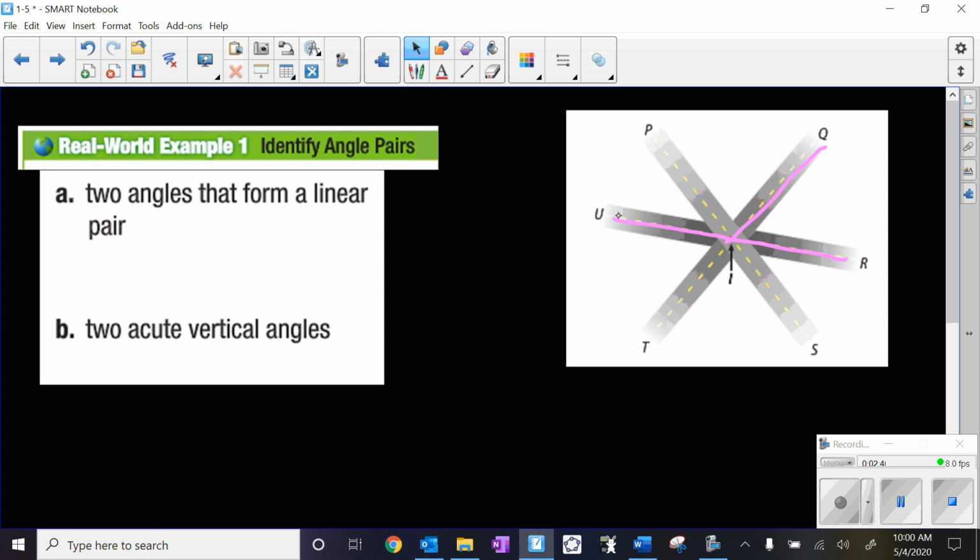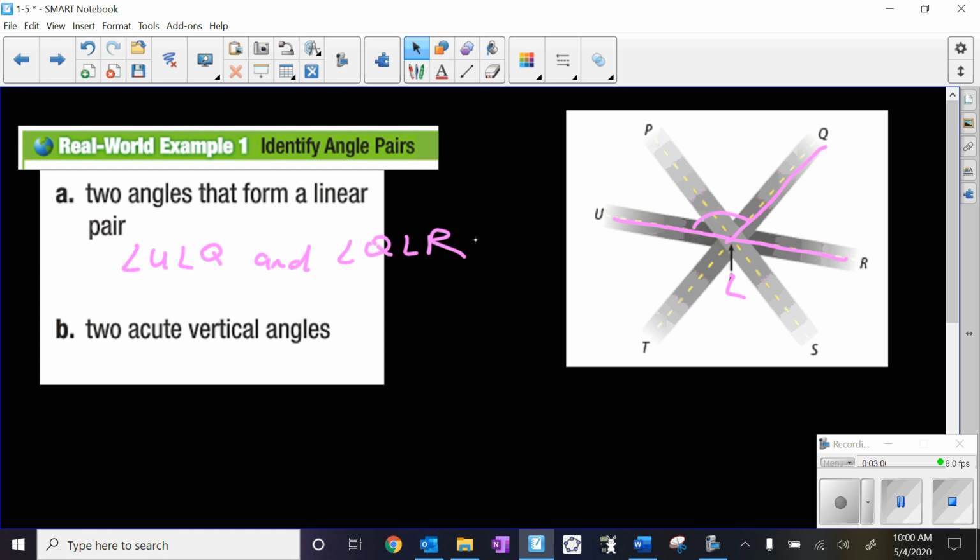So the first angle, this one right here, would be considered angle U. Oh, this is not a very good letter. I'm going to use that as an L. So angle ULQ and angle QLR form a linear pair.